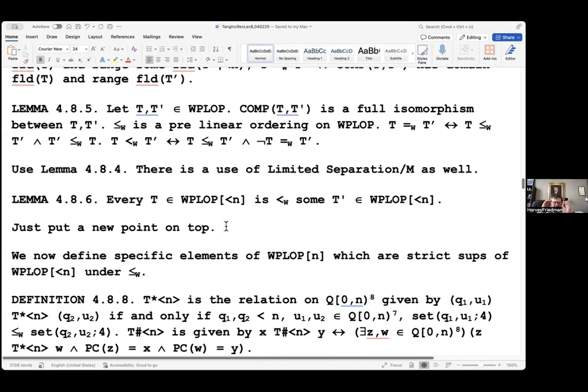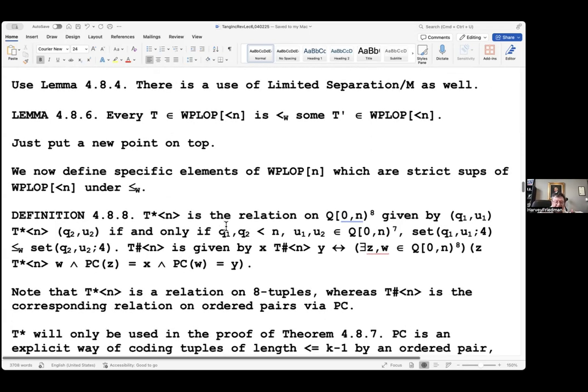So we do have these well-founded or well-ordered gadgets, but we care about how high they are, so to speak. So if you look at all the gadgets in W plop less than n, their order types, in some sense, should reflect the number n, the indiscernible n. That's the idea here.